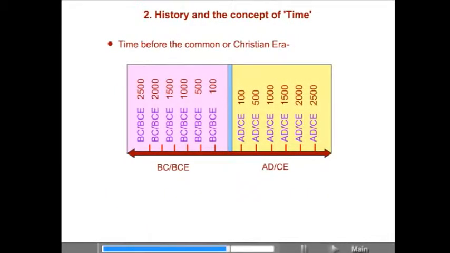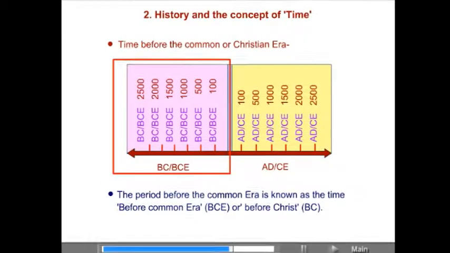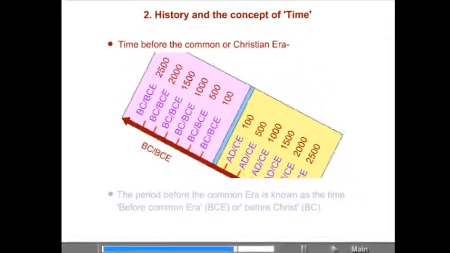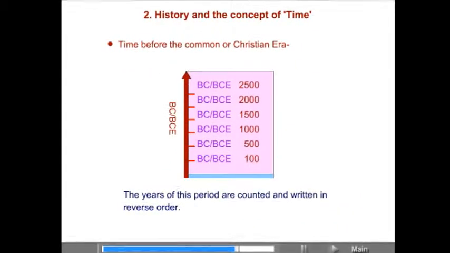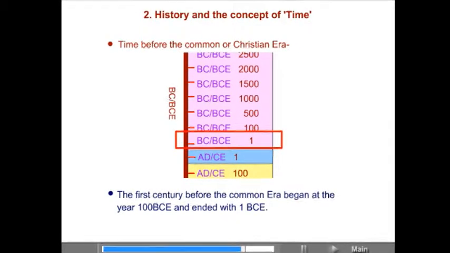Time before the Common or Christian era. The period before the Common Era is known as the time before Common Era or BCE or before Christ or BC. The years of this period are counted and written in reverse order. The first century before the Common Era began at the year 100 BCE and ended with 1 BCE.